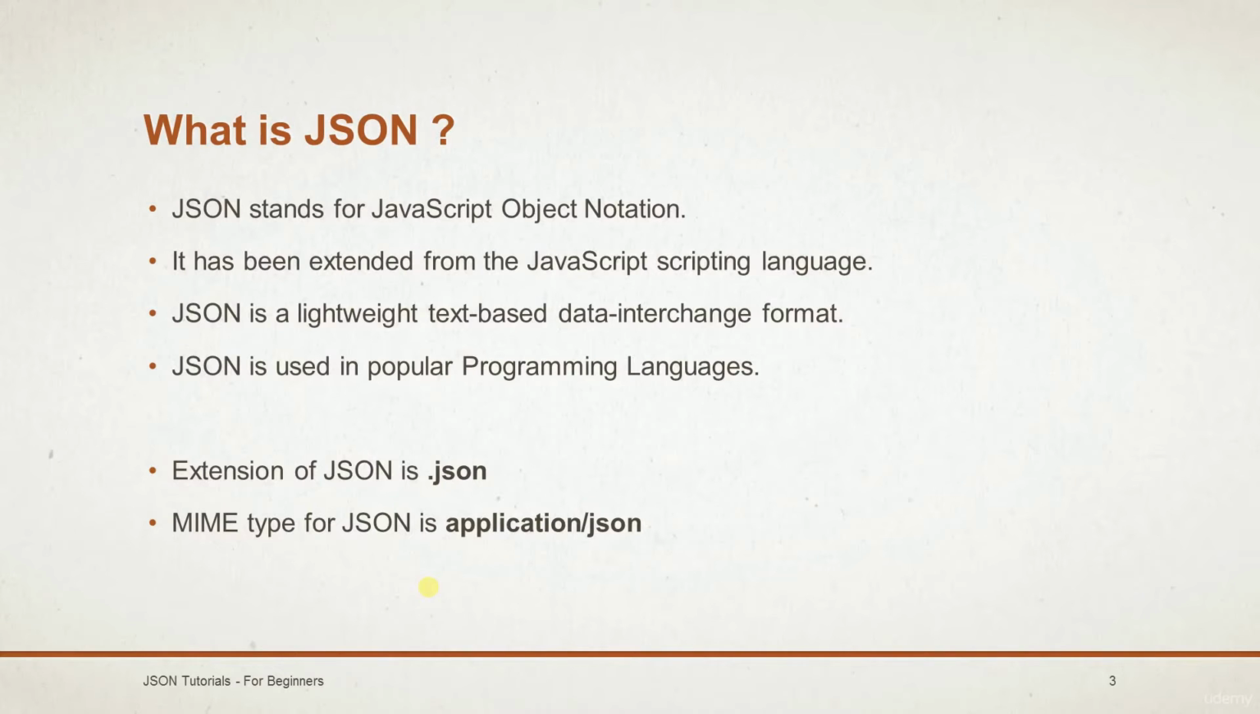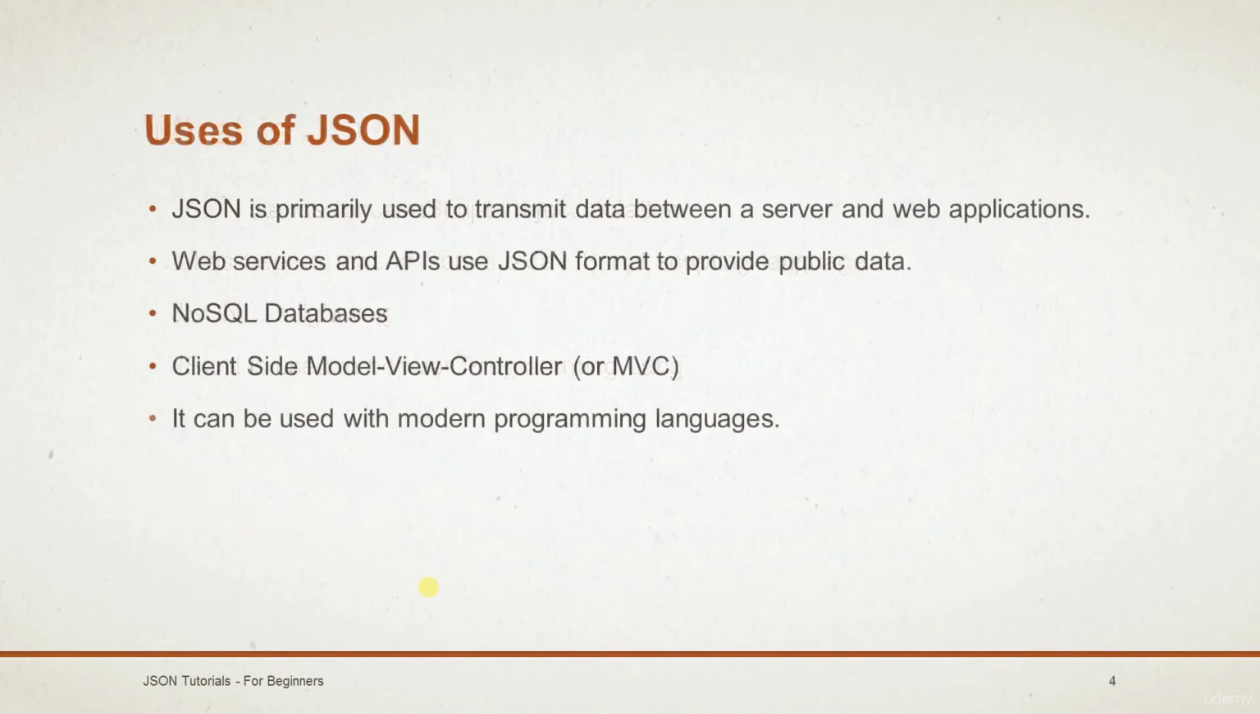Let's move to uses of JSON. Web services and APIs use the JSON format for producing data. Many NoSQL databases are based on JSON, like MongoDB. NoSQL databases store data in the form of key-value pairs, like JSON. Client-side MVC also uses JSON, such as AngularJS. Many modern programming languages are using JSON.